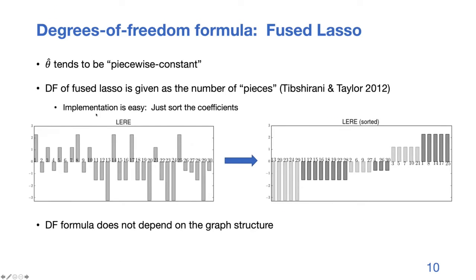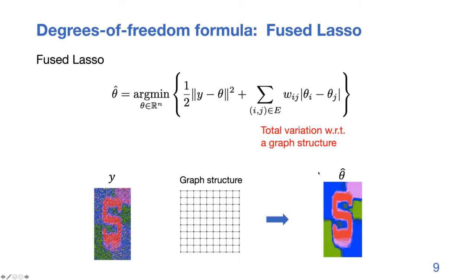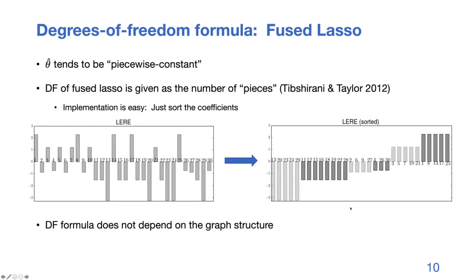And the fused lasso tends to be piecewise constant. I mean, the solution of fused lasso tends to be separated into several partitions, where a single partition has the same value of coefficient. Okay. So the degrees of freedom in this case is given as the number of pieces.